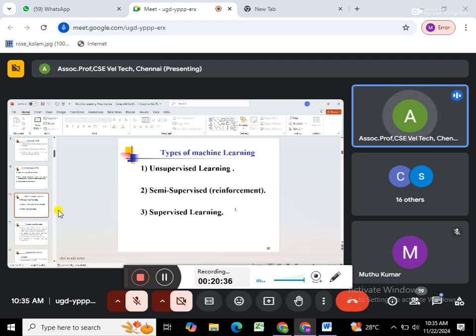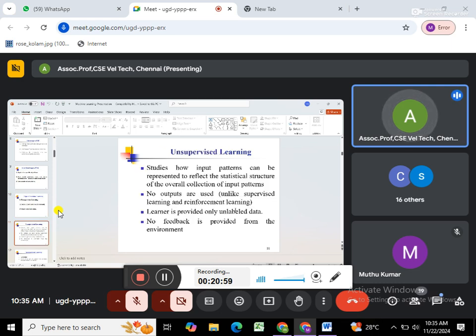Now we come to the types of machine learning. As you know, wherever you are studying, like image processing, two things you may be familiar with. One is called unsupervised learning, another is called supervised learning, right? And in machine learning, we have one more in between, called semi-supervised or reinforcement type of learning. So what is unsupervised learning? Can anyone tell, please?